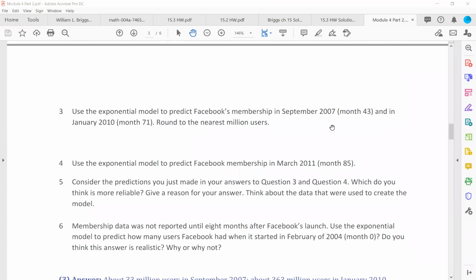So which one is more realistic? Which one is more reliable? Is it 3 or is it 4? And finally, if you consider the membership at the very beginning month, is this realistic? Is this a reliable value to you?